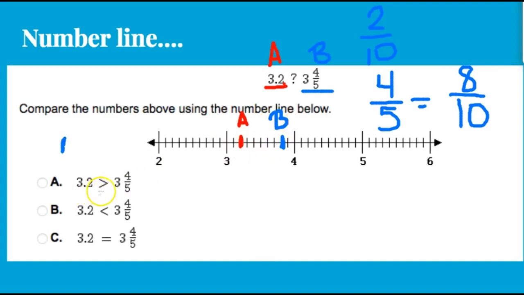So this one is not correct because it says A is greater. 3 and 2 tenths is less than 3 and 4/5. Yes, because it's closer to our 0 mark back here. And this one asks if they're equal. No, it is not. So our answer here would be 3 and 2 tenths is less than 3 and 4/5.